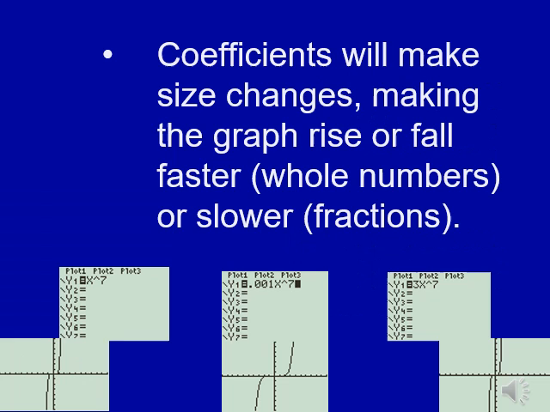One other way that you can change around functions is by putting a coefficient, a number in front of the x. So like here, I started off with x to the 7th. In the middle, I have 0.001 x to the 7th. And at the right, I have 3x to the 7th. Well, what happens is the middle one, it's still an odd power function, but it's fatter. It goes up much more slowly. On the other hand, when I put 3x to the 7th, it's skinnier. It goes up way faster. So yeah, a whole number is going to make it go up faster. A decimal or fraction will make it go up more slowly.